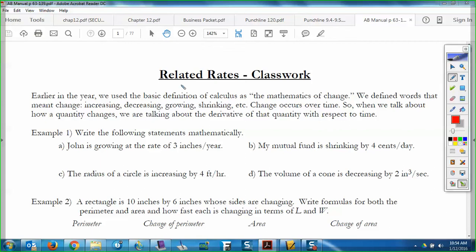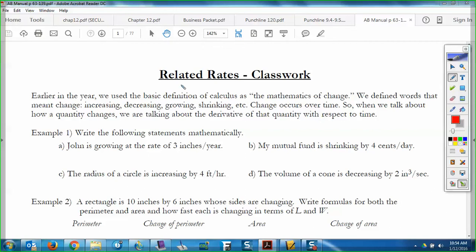Earlier in the year we used the basic definition of calculus as mathematics of change. We defined words that meant change: increasing, decreasing, growing, shrinking. Change occurs over time. So when we talk about how a quantity changes, we're talking about the derivative of that quantity with respect to time. One of the main differences about this set of problems than optimization is our derivative is going to be with respect to time. Look at the name, related rates. We're talking about rates here.